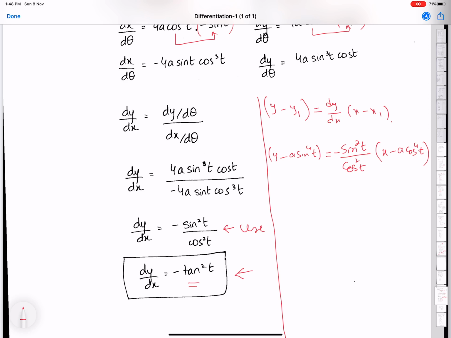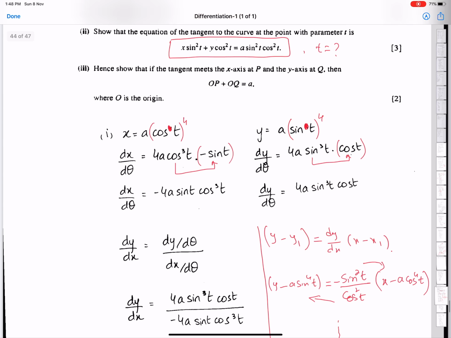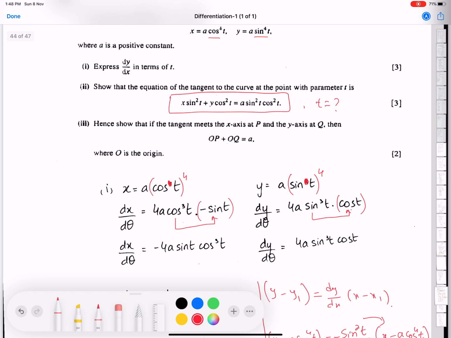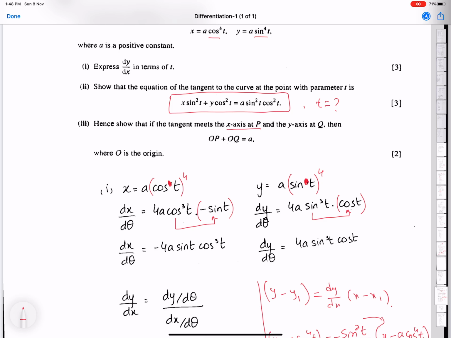Now you just need to do cross multiplication. You need to bring cos square t here, multiply by sin square t here, and then simplify this and you will get the answer. I'm leaving this for you. You can simplify this. And the last part of this question is: show that if the tangent meets the x-axis at P and the y-axis at Q, then this distance must be equal to a.